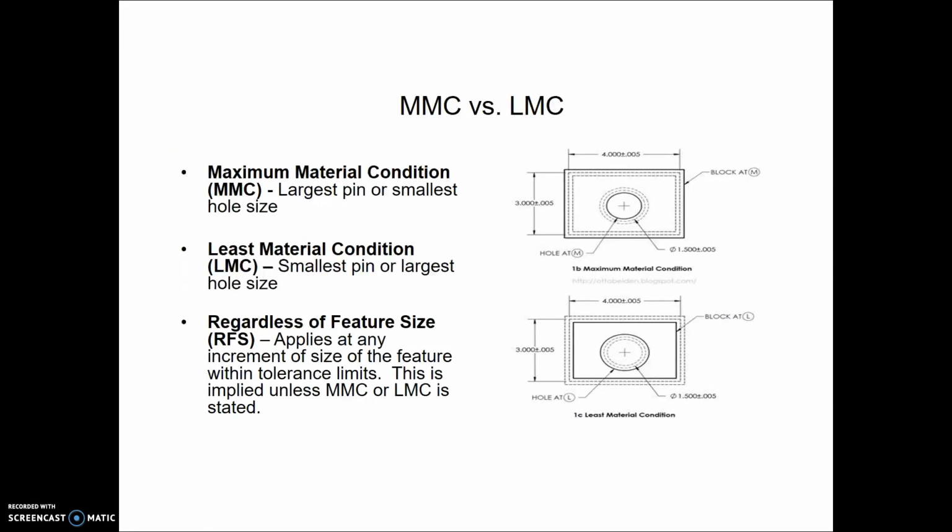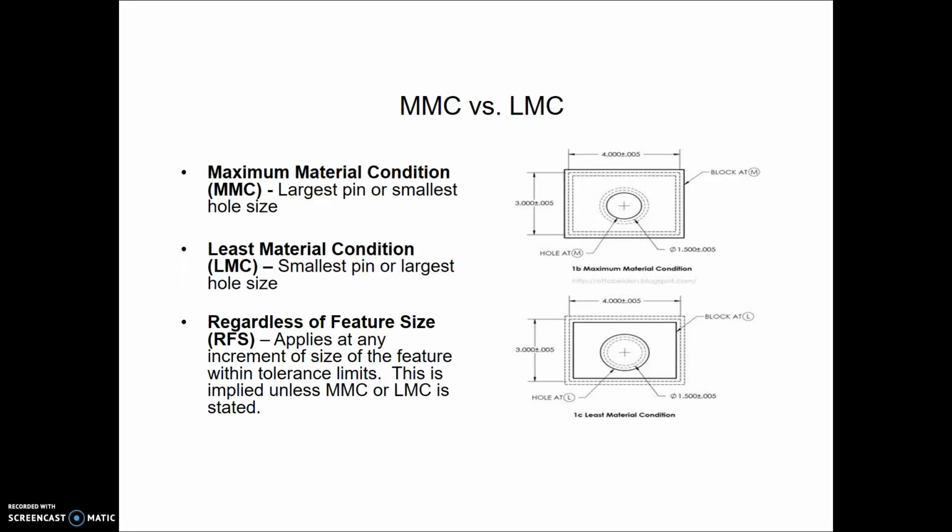So last thing to discuss here before you're put to work is maximum and least material condition. This is an interesting constraint because it allows us to get what's known as bonus tolerance. Maximum material condition is either going to be the smallest hole or the largest pin that we could create. Think about it.